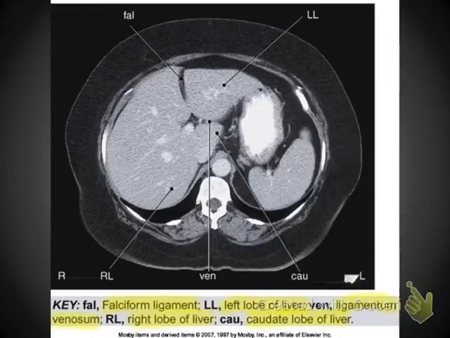Also in this image, I would like you to know the left lobe of the liver, the ligamentum venosum, which is demonstrated here. Also, the caudate lobe of the liver, which is divided by the ligamentum venosum from the left lobe right here. So keep that in mind.